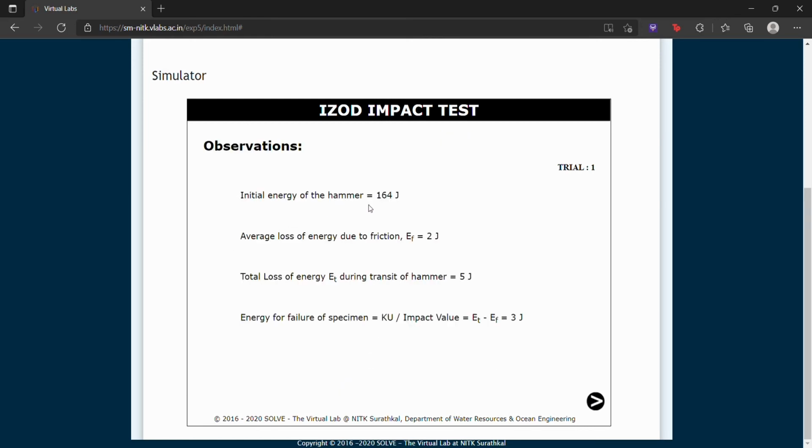Then we get that the initial energy of the hammer is 164 joules. The average loss of energy due to friction is 2 joules. The total loss of energy during transit of hammer is 5 joules. And lastly, the energy for failure of specimen is 3 joules.